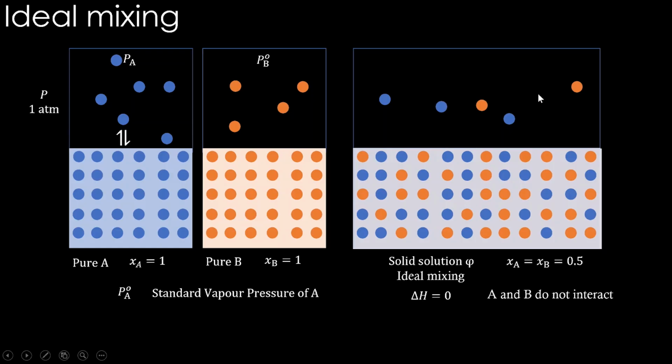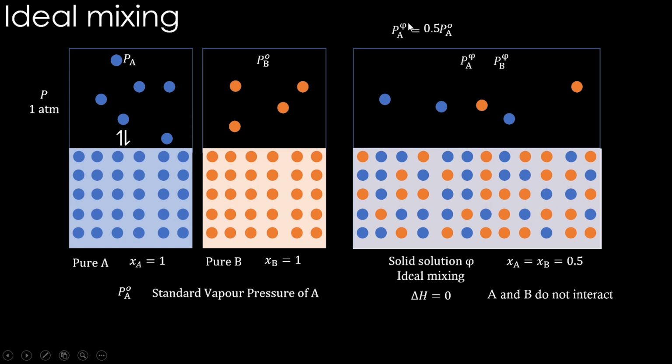How much lesser? It depends on the mole fraction of A and B in the solid state. You can see 6 has become 3 blue atoms, 4 have become 2 orange atoms. Basically, the vapor pressure of A here is multiplied by the mole fraction. So if we want to know the partial pressure of A on top of solution phi, this is the solution, not the standard state of A anymore, what do we do? Take the standard vapor pressure of A, multiply that with 0.5, and you get PA phi.